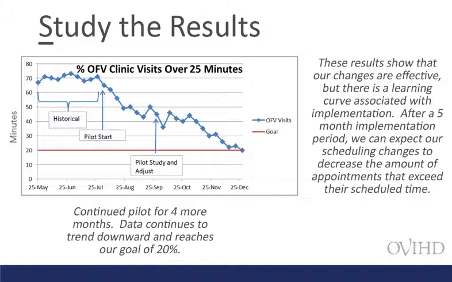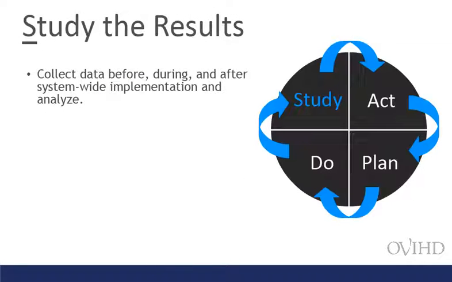As the team began to pilot solutions, there was a decrease in the percentage of OFV clinic visits over 25 minutes. The team continued to make refinements to the pilot, including making adjustments to ensure sustainable results. Between May 25th and December 25th, the percentage of OFV visits was reduced to 20%, which was the team's goal. The steps in Study the Results include continuing to collect data at various stages, including the beginning to gather baseline, during, and after system-wide implementation.